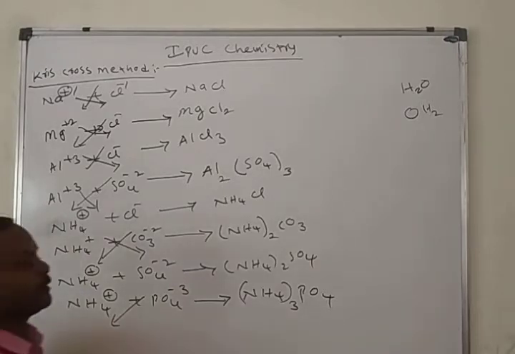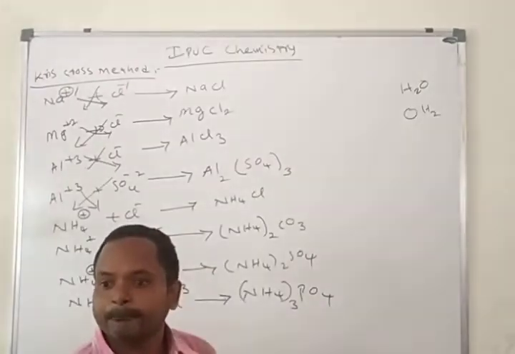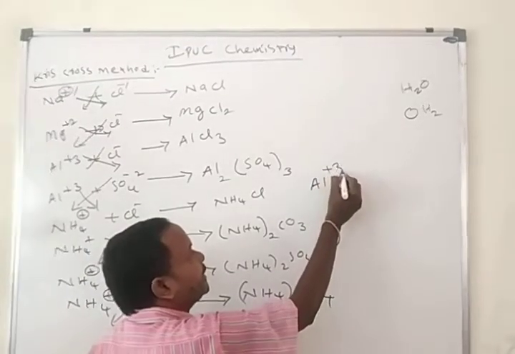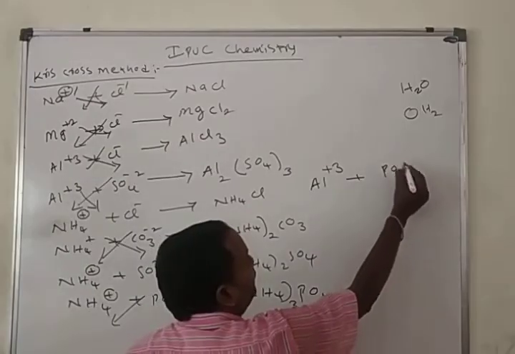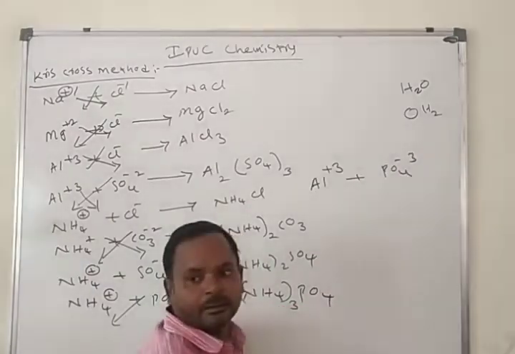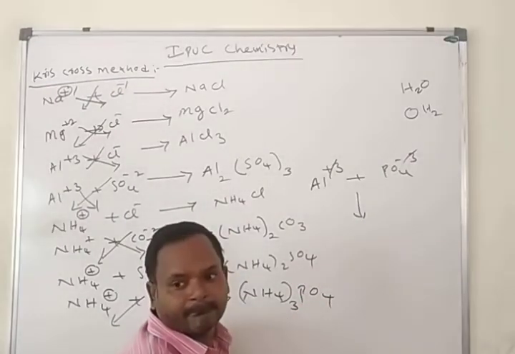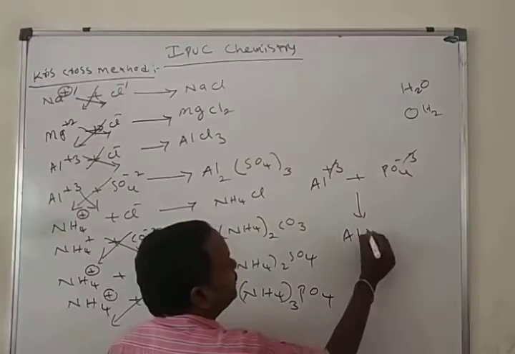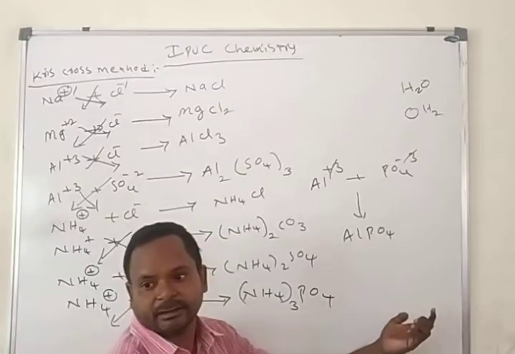Okay, for example, can you write aluminium phosphate? What is the aluminium ion? Al+3. What is the phosphate ion? PO4 minus 3. Okay, right? Here plus 3 minus 3 get cancelled. 1 1 cancel, so plus 3 minus 3 get cancelled. Then AlPO4. It's the formula of aluminium phosphate.